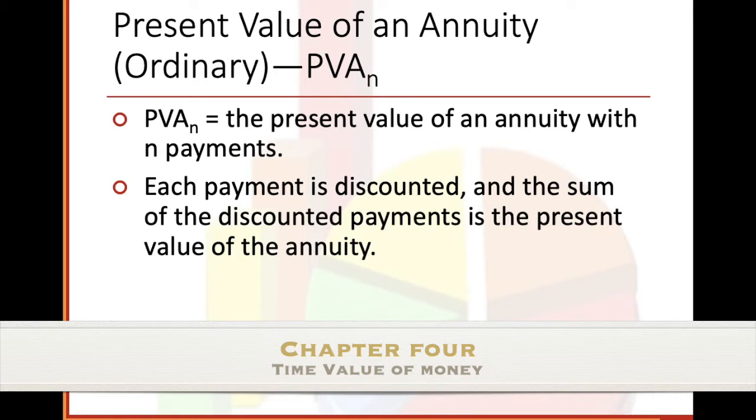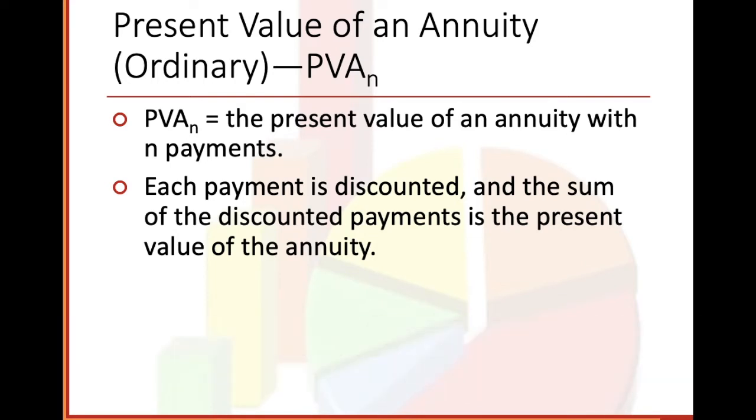Corporate Finance, Accounting 350. So present value of an annuity, an ordinary annuity, PVA sub n, equals the present value of an annuity with n payments. n means the number of payments. Each payment is discounted and the sum of the discounted payments is the present value of the annuity.